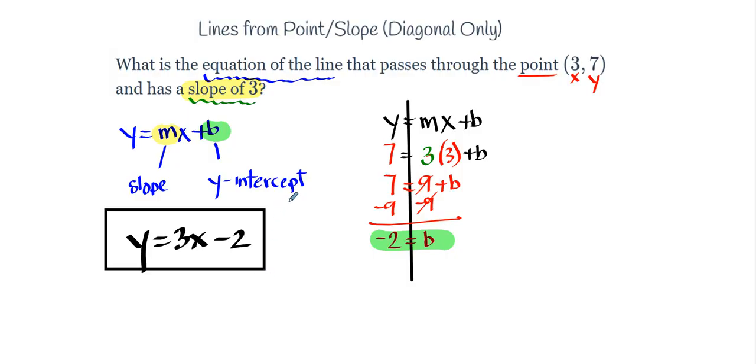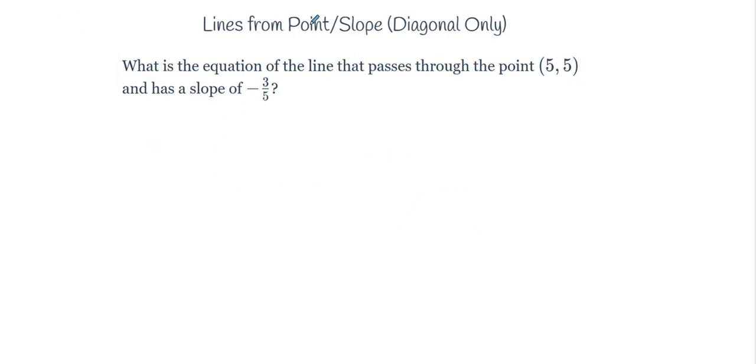So in summary, use the point they give you, use the slope, and put that into slope-intercept form, solve for b, and then rewrite the equation in slope-intercept form. Okay, so here's an example when our slope is an integer. Now I'm going to give you an example if your slope is actually a fraction.